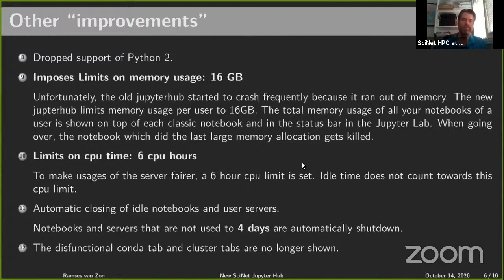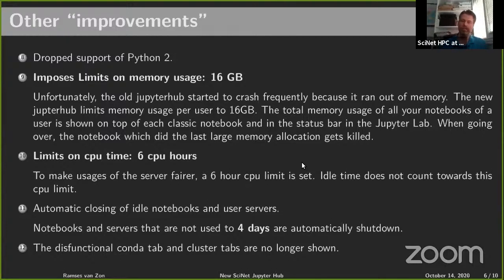The first thing is to limit overall memory usage to 16 gigabytes. We will see if that's enough. We might be able to increase it, or we might have to decrease it. But it's 16 gigabytes for all of the memory you're taking, per user. So if you have two notebooks, they can have 8 gigs each, or one can have 15 gigs and the other can have 1 gig.